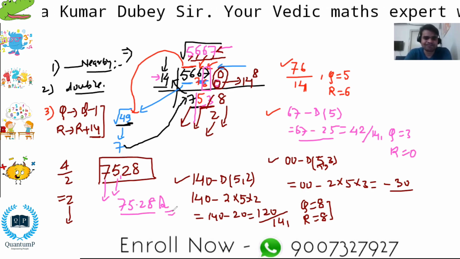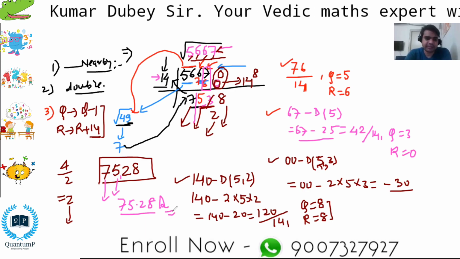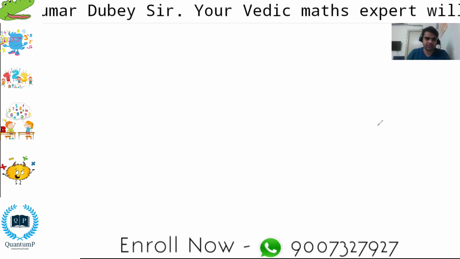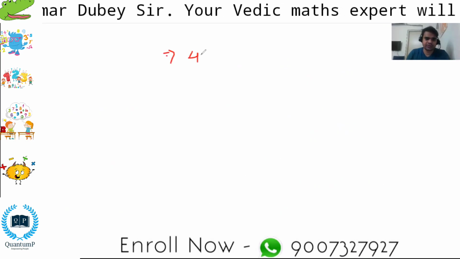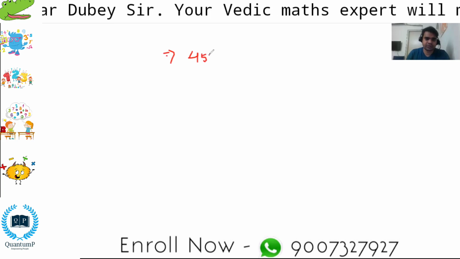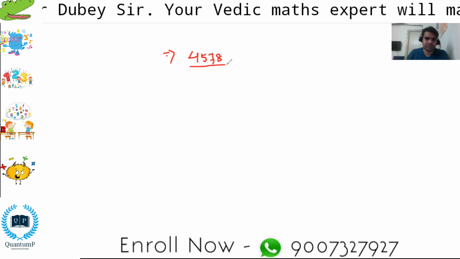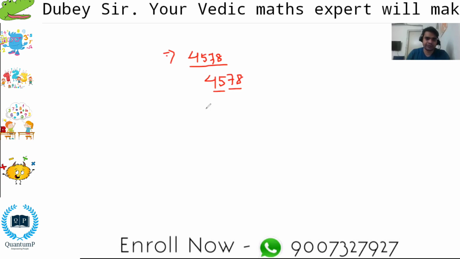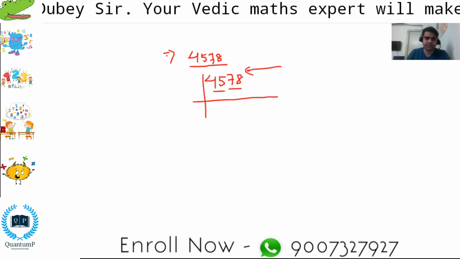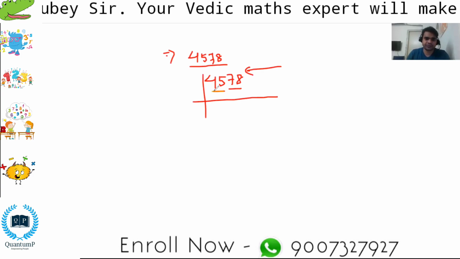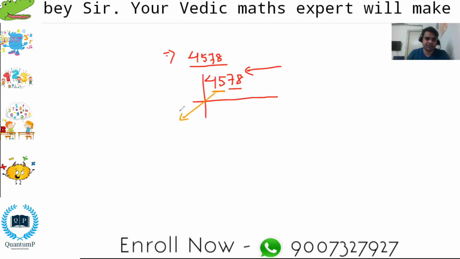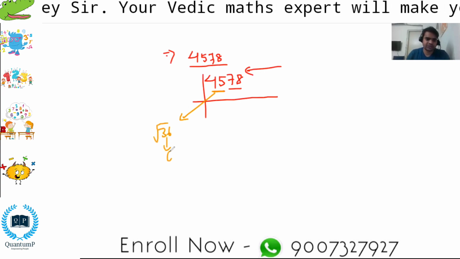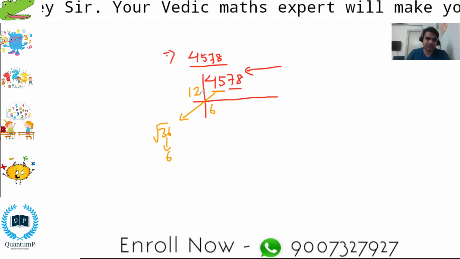Basically this needs practice. So I'm going to do another sum. You can just copy the other sum. Suppose we are doing 4 5 7 8. We'll make pairs of 2 digits. Pairing is always from the right side. So we have 45. We'll go to the number before 45, which is 36. The square root of 36 is 6. We'll write 6 here. We'll double the 6, which is 12.